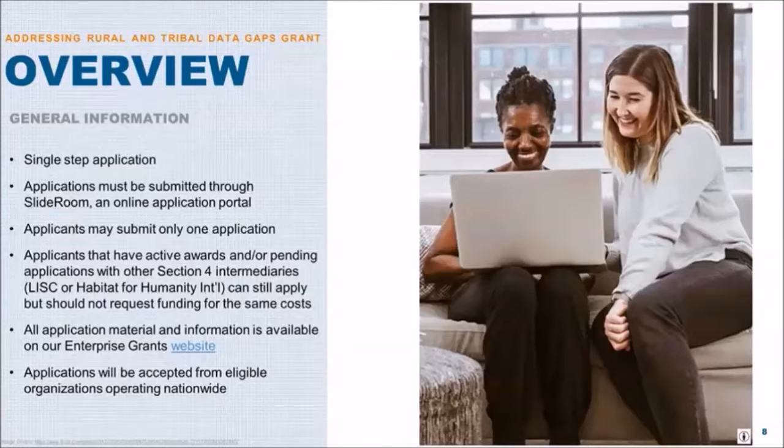Another important thing to note is if your organization has active awards and/or pending applications with either one of the other Section 4 intermediaries, and that would be LIFT or Habitat for Humanity, you can still apply to this RFP, but you cannot request funding for the same cost, so please keep that in mind.